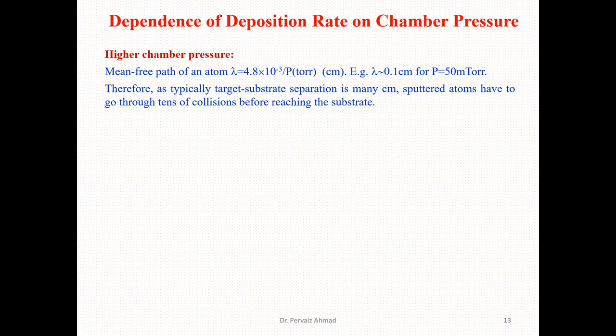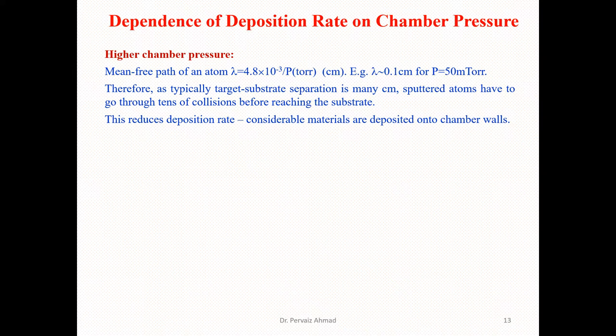Sputtered atoms have to go through tens of collisions before reaching the substrate. When this occurs, such a process reduces the deposition rate, which one should particularly consider. Just because of that, considerable material is deposited on the chamber wall.